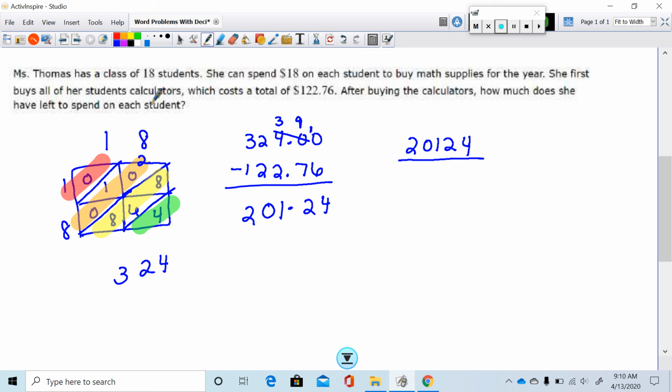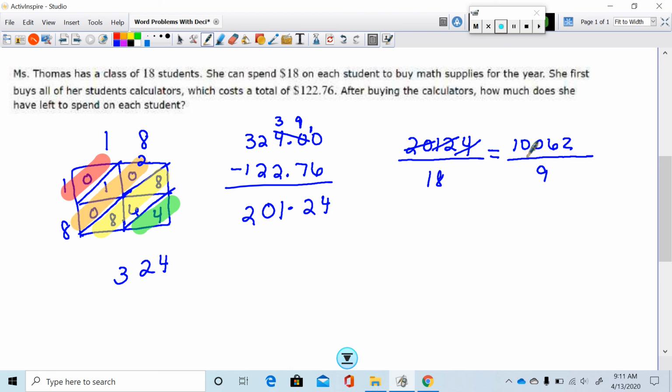And you're dividing among 18 students. So they're even numbers. I'm going to start cutting everything in half. So half of 20 is 10. Half of 12 is 6. And half of 4 is 2. On the bottom, half of 18 is 9. We have a single digit on the bottom, so we can just go ahead and start dividing.